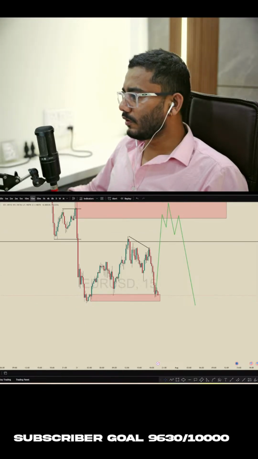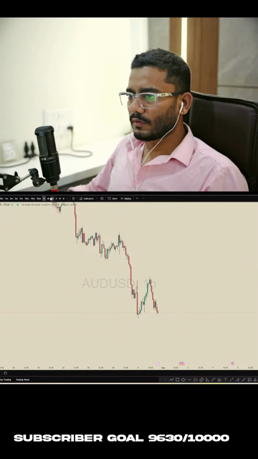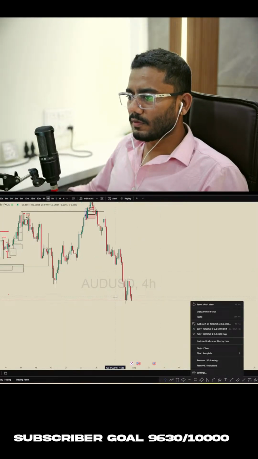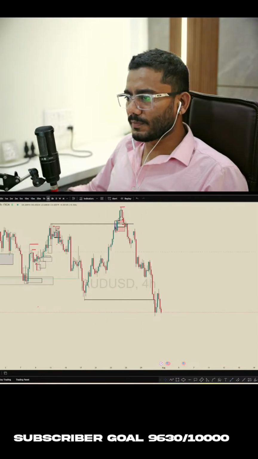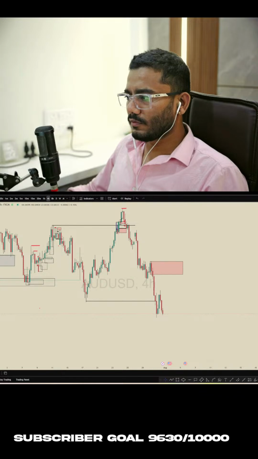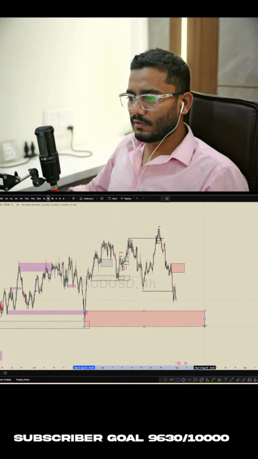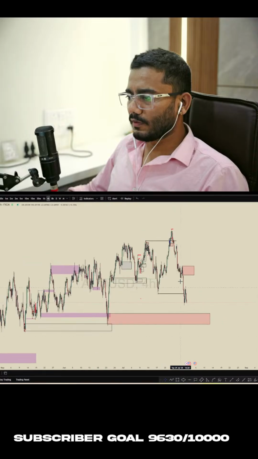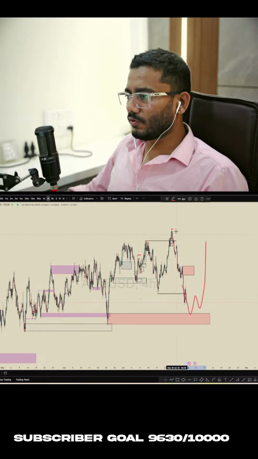Same thing on AUD USD. Breakout structure, we have this POI to the upside here, and price is still continuing to the downside. And we have another order block which is here, where we can expect price to move from here to the next high.